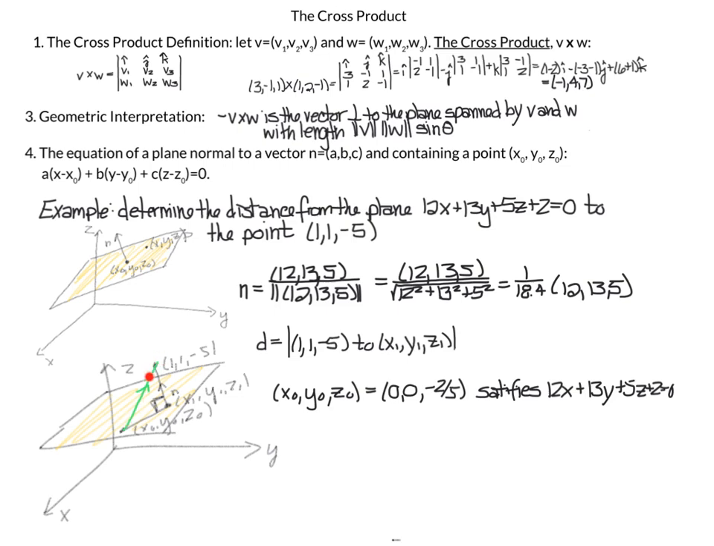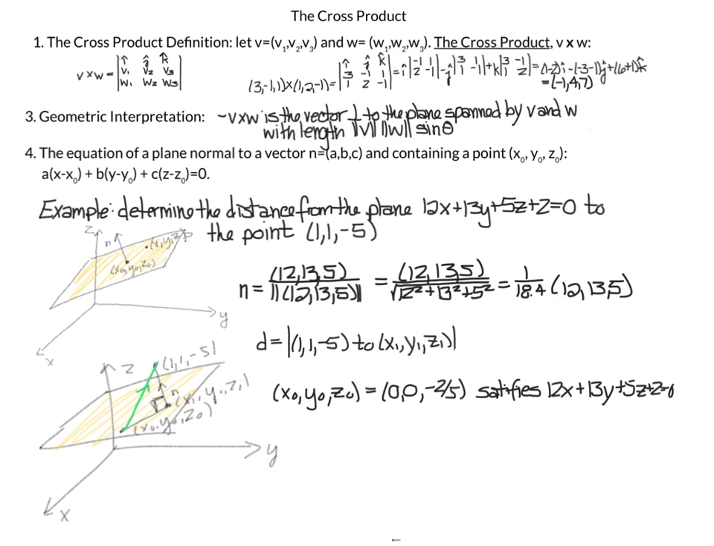So now I can calculate this vector from x naught, y naught, z naught, or this 0, 0, negative 2/5, to 1, 1, negative 5. This is a plane with an infinite number of points, so there are other points you could have used. You certainly could have tried plugging into the equation something like x equals 37, y equals 102, and solved for z. But why would you do that? You would be inflicting all these big numbers to multiply and add. So I would recommend doing as many zeros as possible.